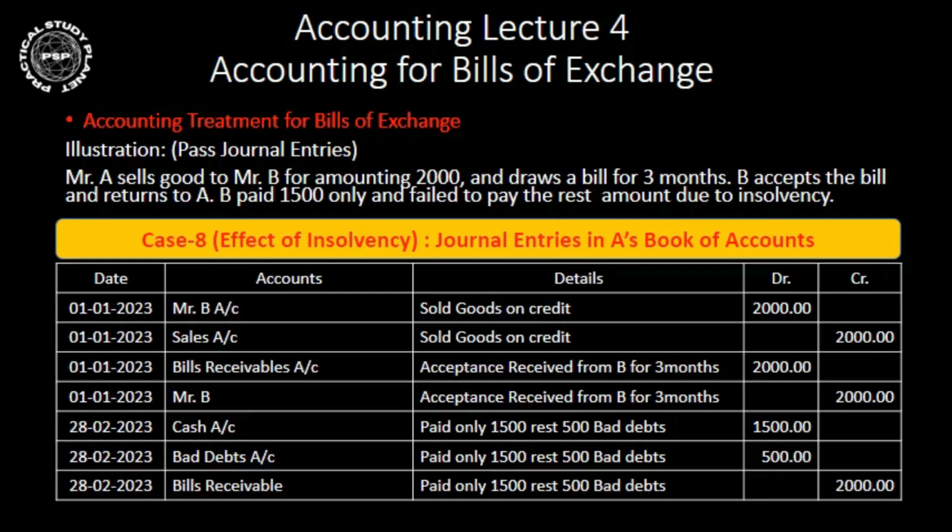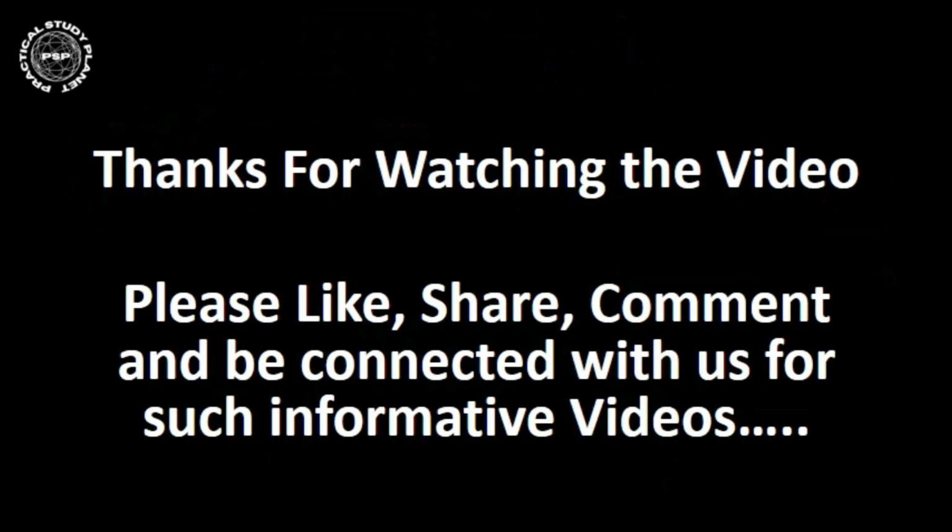And then case 8, effect of insolvency. The first two transactions will be the same, the second and third will be changed. Mr. A received 500 less, so he will write cash account 1500 and the rest amount will be debited as the expense of bad debts 500, and the bill receivable will be 2000. So the account will be closed accordingly. The difference will be treated as bad debts which is not recovered due to the insolvency.